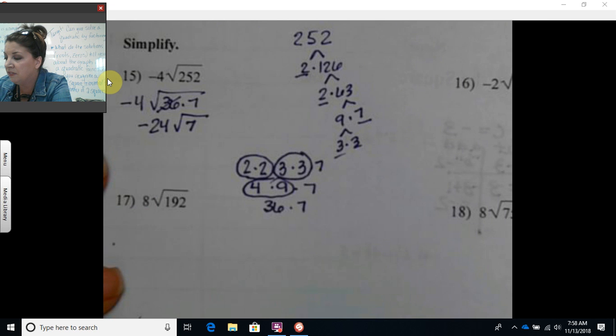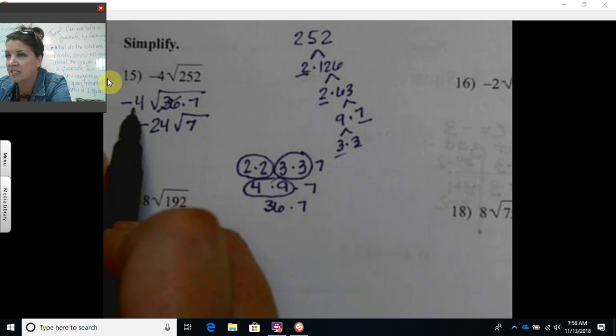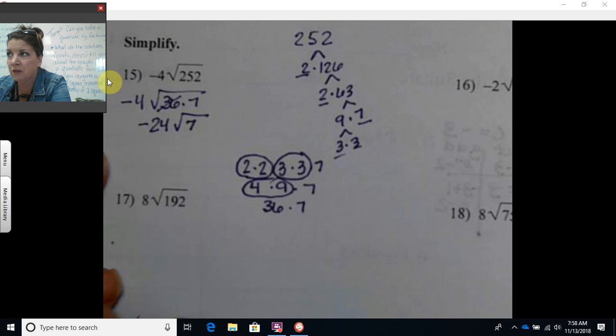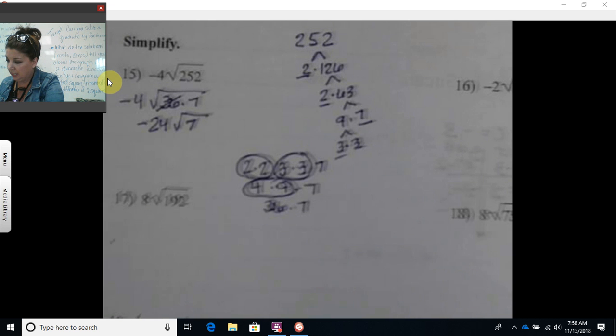A lot of you are still putting a 6 on the outside and a 6 under the radical. The square root of 36 is 6. It's not 6 square root 6. 6 times the square root of 6 does not give you 36, okay? All right, 19.